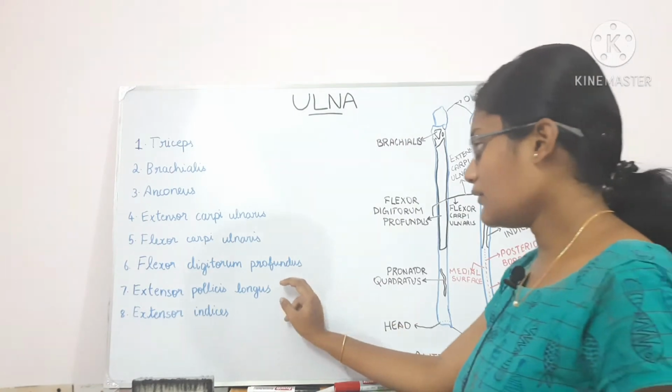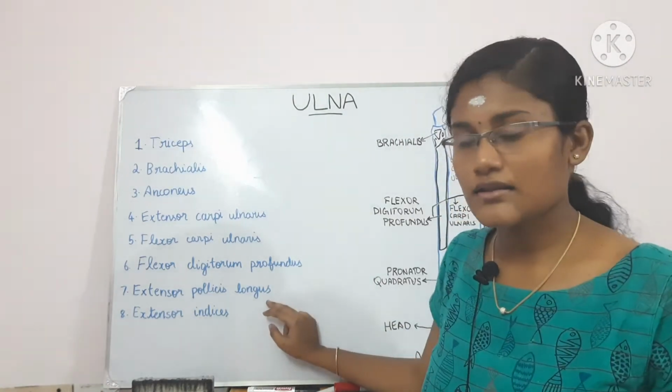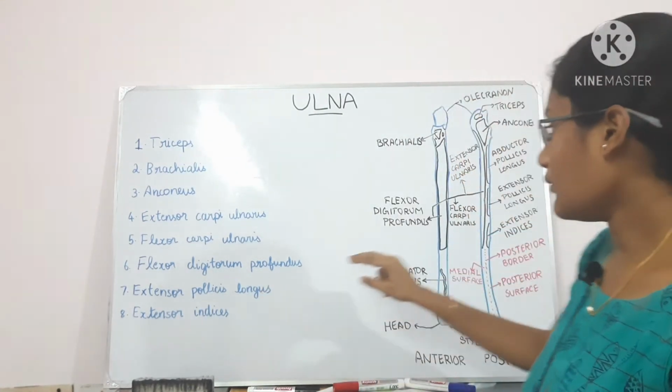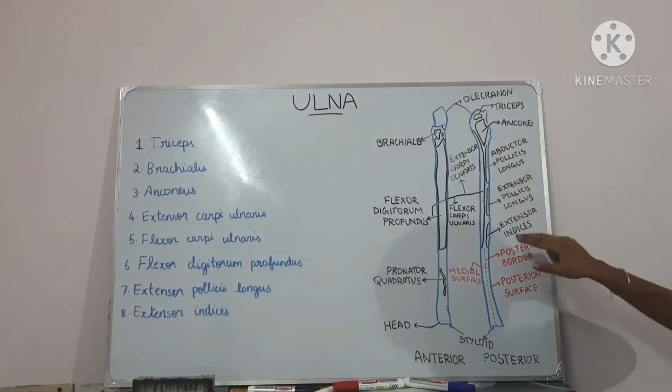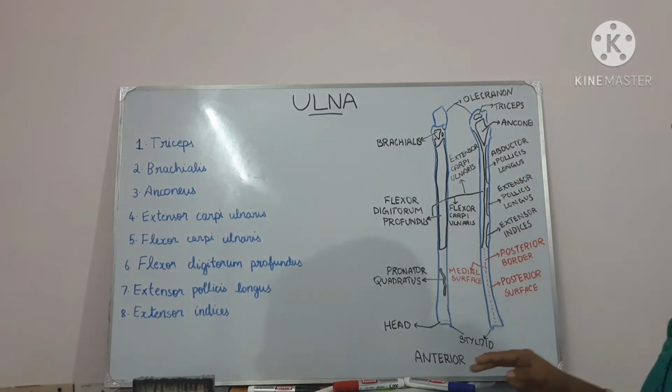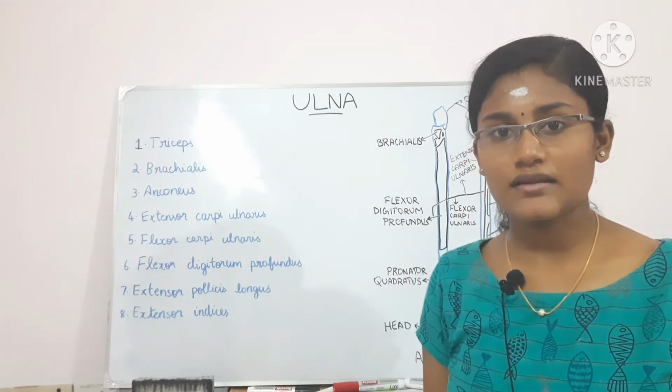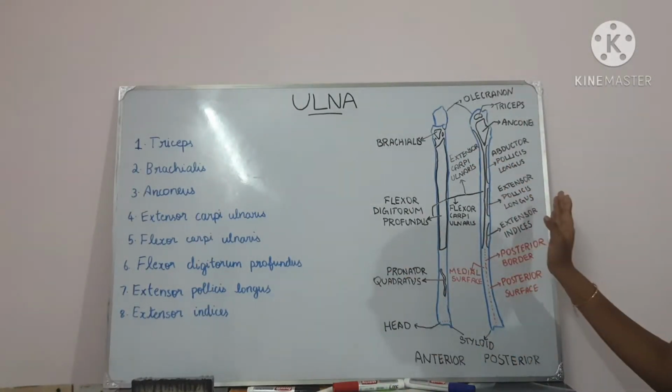Now let's talk about the extensor pollicis longus and the extensor indicis. Both the extensor pollicis longus and the extensor indicis arise from the lateral aspect of the posterior surface. They are present on the lateral side.